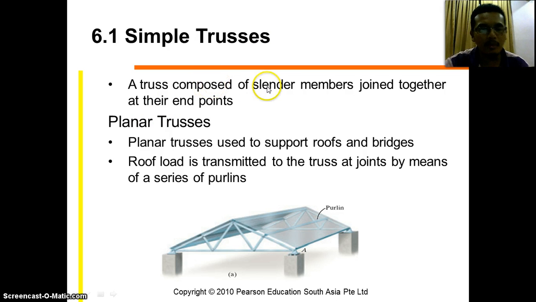A truss is composed of slender members joined together at their end points. So you can see here, we have the slender members, joined at the end points, and the members will be joined together. Planar trusses are used to support a roof and a bridge. This one is called a planar truss.